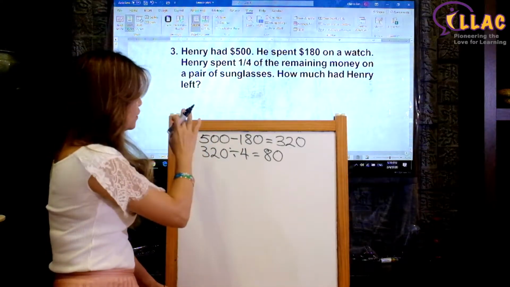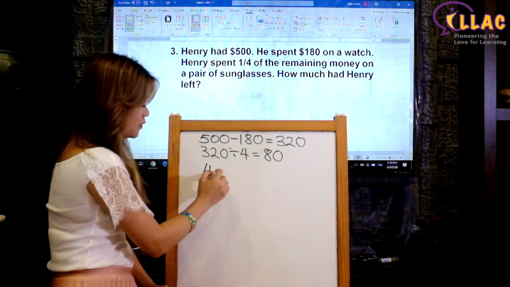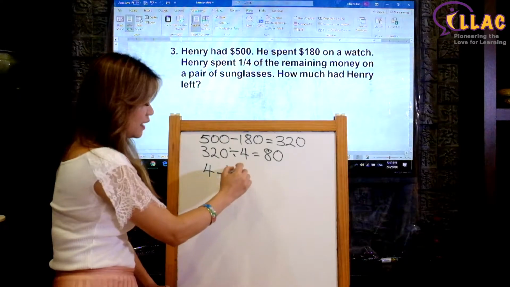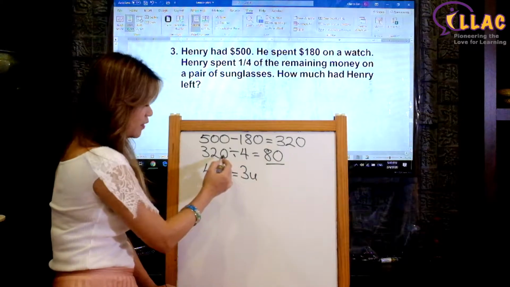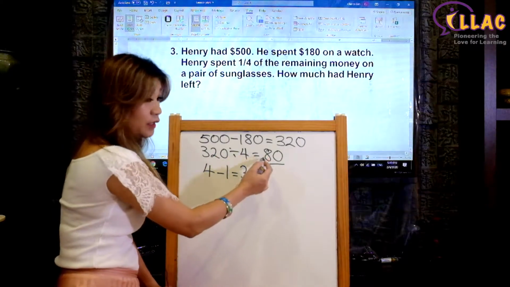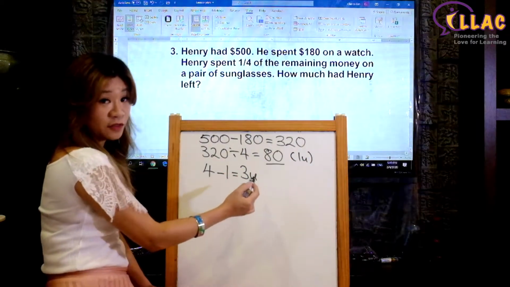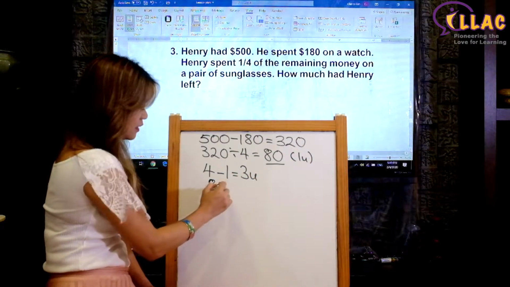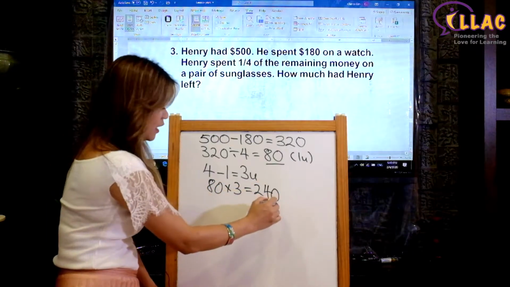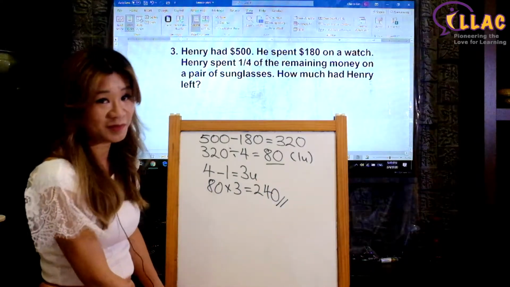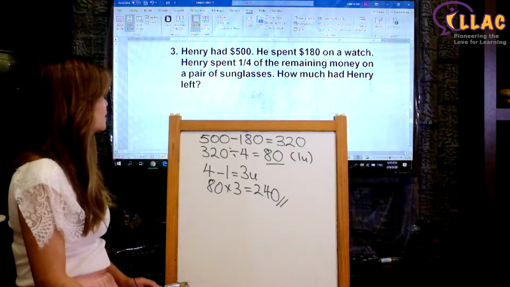The fact that Henry spent 1/4 represents that out of the 4, Henry spent 1, which means he's only left with 3 units. And each unit is actually 80 because you found that 320 divided by 4 equals 80. And this is actually 1 unit. Therefore, in order to find 3 units, you will need to take 80 times 3. You get 240. How much had Henry left? 240. Okay. Using the same principle, now try the next question on your own.